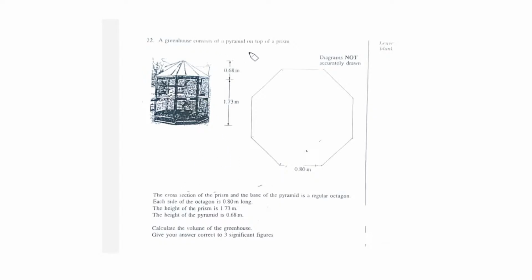So we've been given a greenhouse consists of a pyramid on top of a prism. So you can see they've given you the heights of both separately. I'm assuming this was calculated based on those numbers. Then we've been given the cross section of the prism, and the base of the pyramid is a regular octagon, so all of the sides are the same, all of the angles are the same. Each side of the octagon is 0.8 meters long. The height of the prism is 1.73, you can see that. And then obviously the height of the pyramid is 0.68.